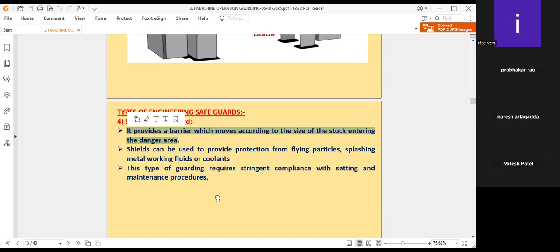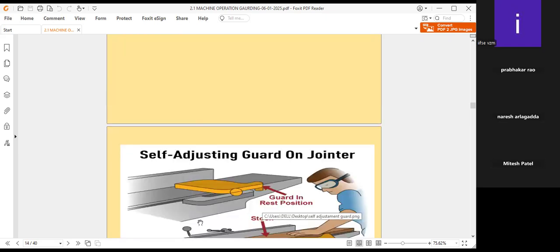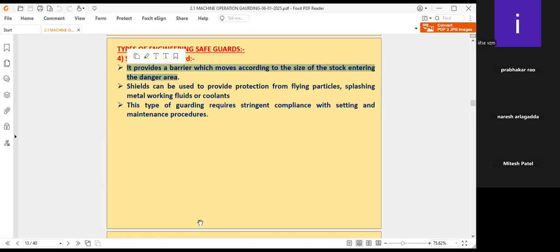Shields can be used to provide protection from flying particles, splashing metal, working fluids and coolants. This type of barrier is used for fluids, or for particle splashing, where dust is there. You have to see that while running this, there should not be static electricity. There should not be any coolants or fluids, and these can be taken care of. This type of guard requires stringent compliance with setting and maintenance procedures.